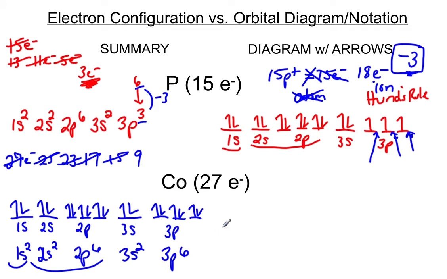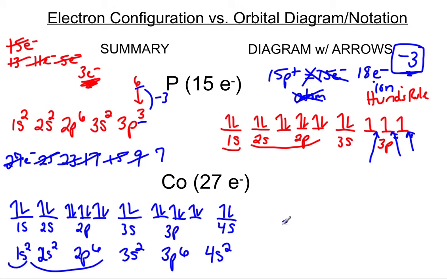Now, you might think 3D comes next. 3S, 3P, 3D, but that's not the case. Remember, the 3D seat was a little more expensive than the 4S. There's some weird stuff going on there. The 4S seat was a little bit cheaper and a little bit closer to the theater than the 3D. So I'm going to put 2 electrons in the 4S. The S's always fill before the D's. Now I'm down to 7.